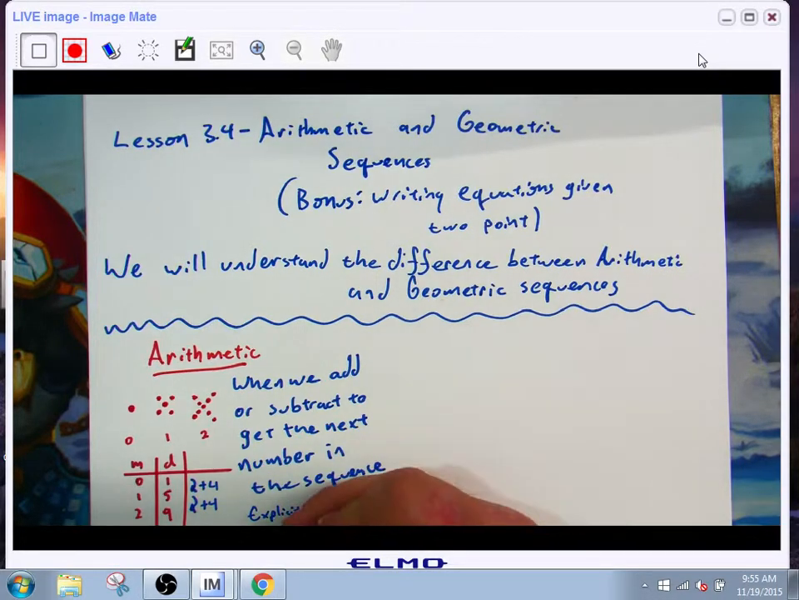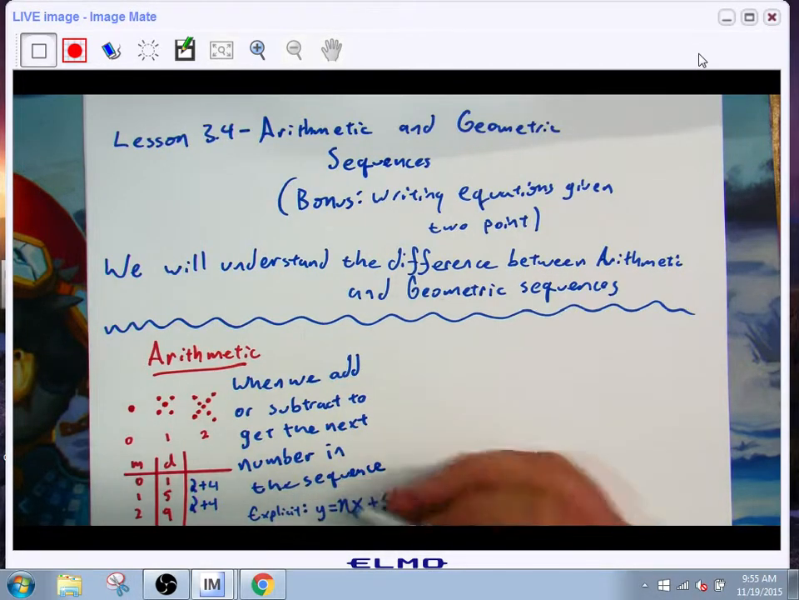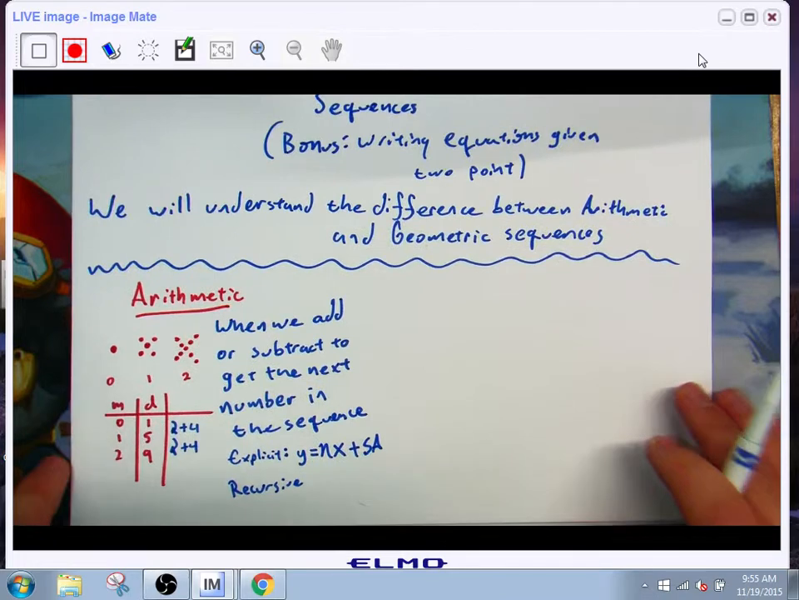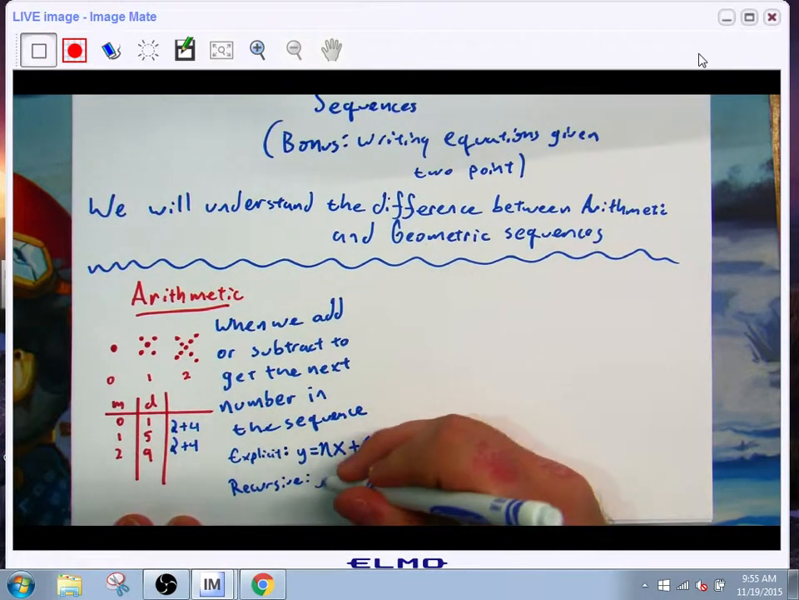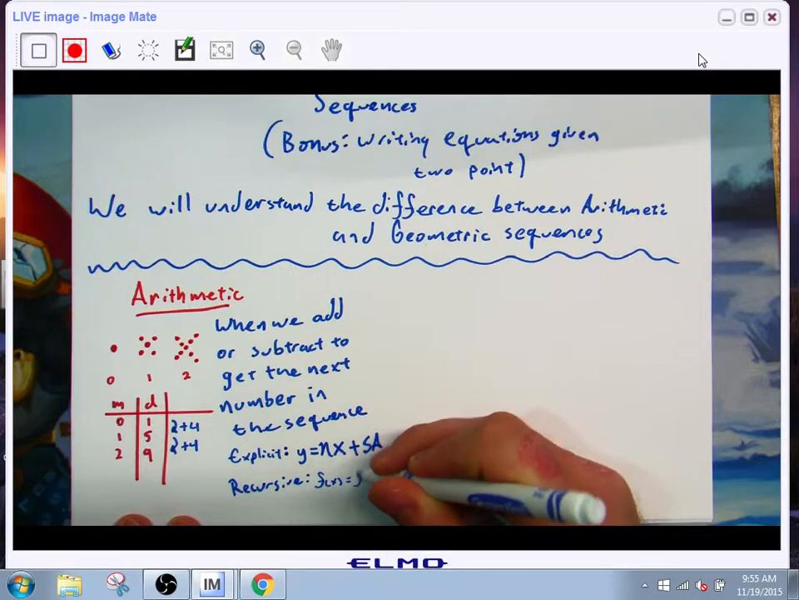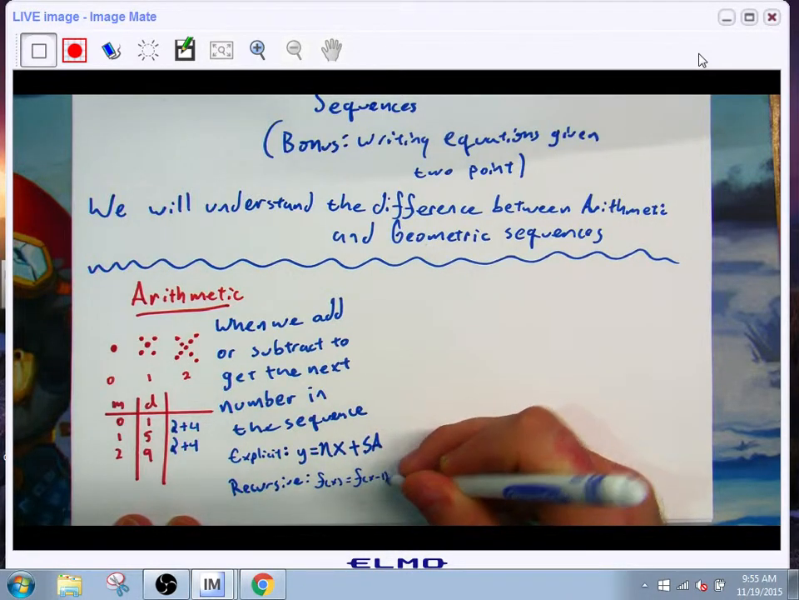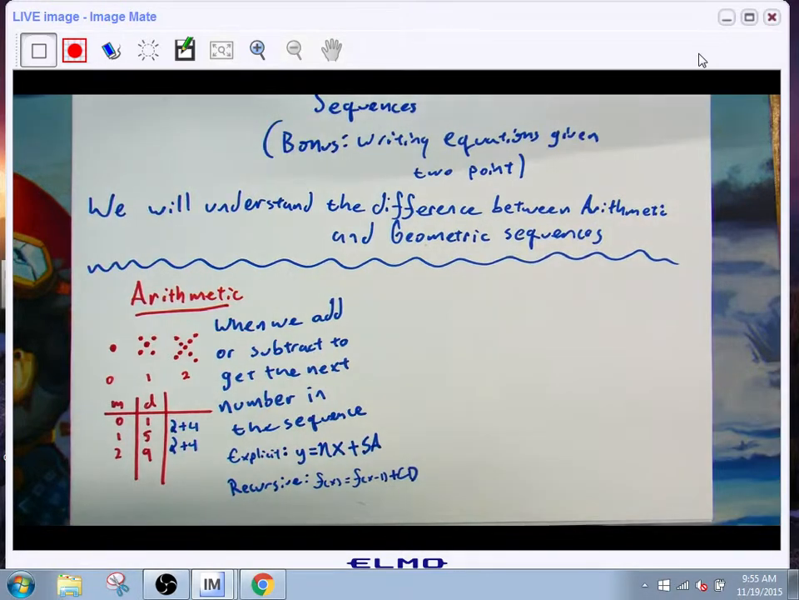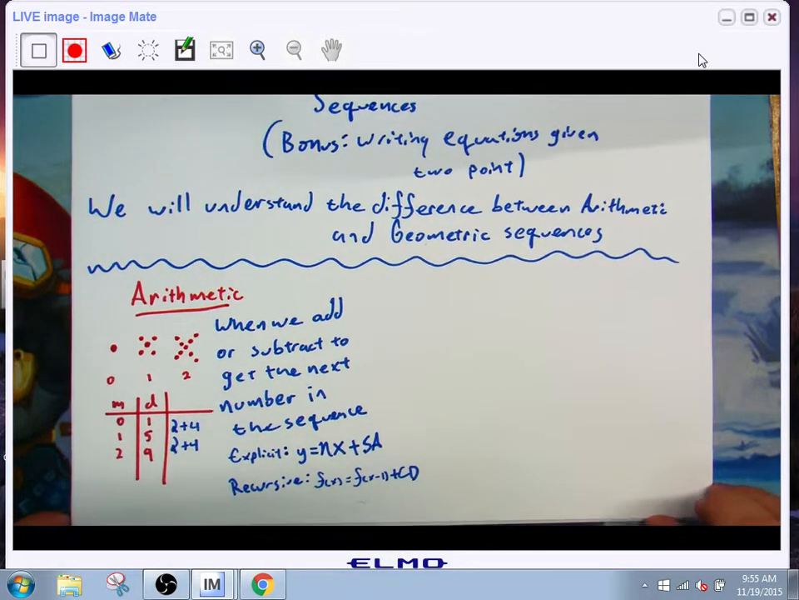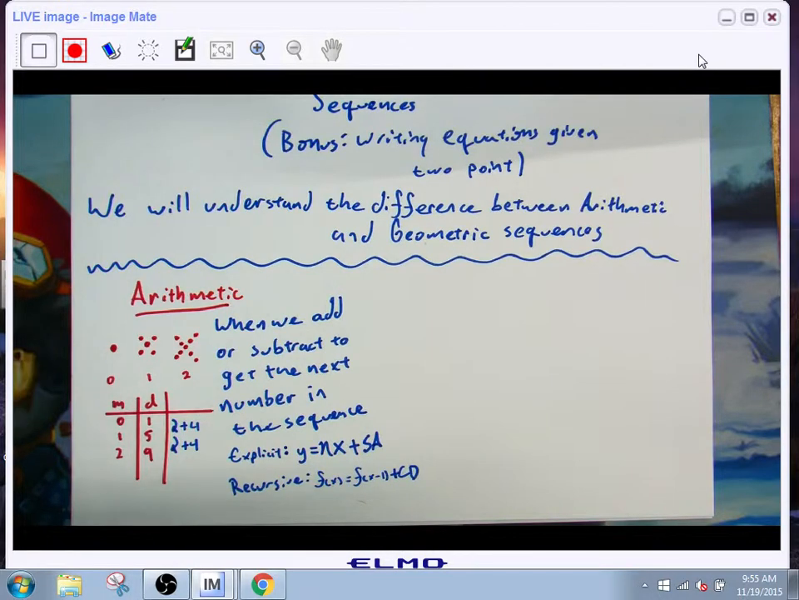If we have a recursive, I'll scoot it up. Sorry, guys. If we have a recursive, it typically looks like f of x equals f of x minus 1 plus whatever our common difference is. I'll say CD. Okay, right? This is what it looks like. We're multiplying and adding, and we're doing simple math, right?